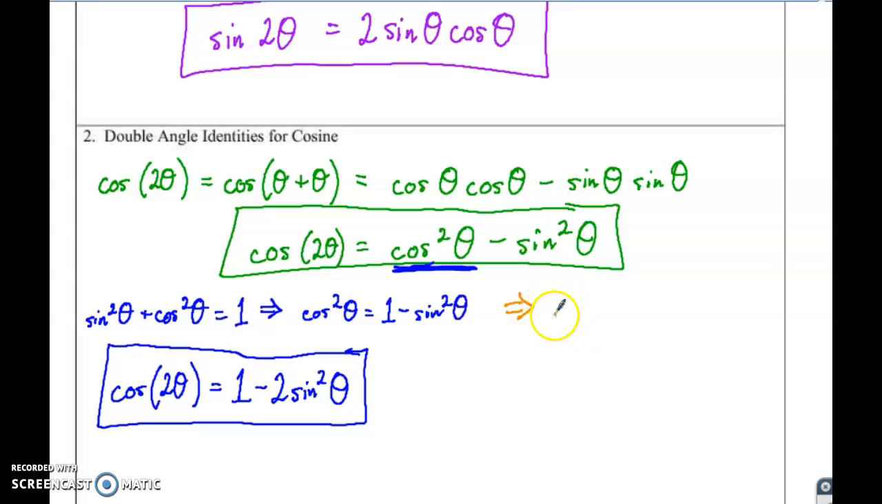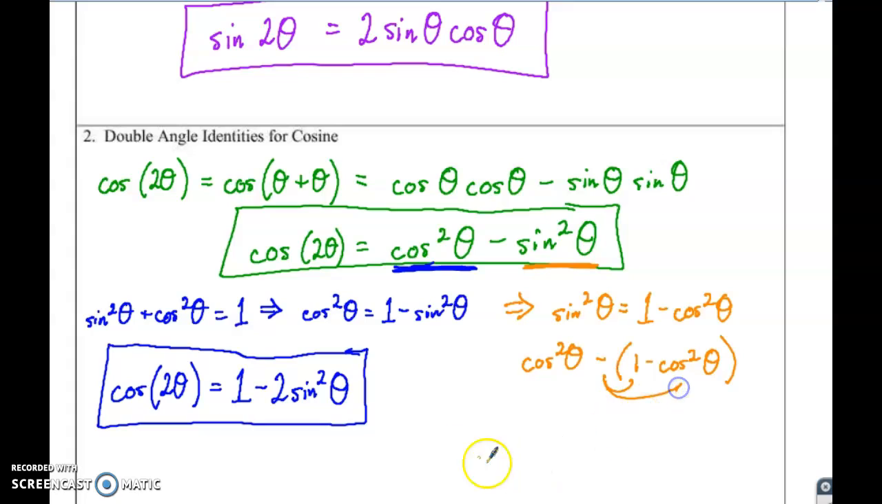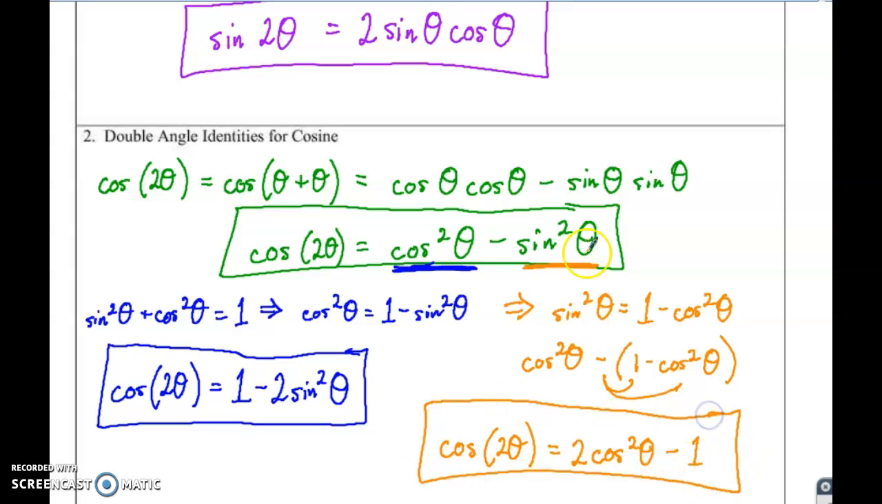Or you might see the problem written this way, where sine squared of theta is equal to 1 minus cosine squared of theta. And maybe I'll show this because you have to distribute. So replace the sine squared with 1 minus cosine squared. So we're looking at this cosine squared minus the quantity, because it's minus sine squared, so it's the quantity of 1 minus cosine squared. So when you distribute that minus in there, what you'll get is that cosine of 2 theta is actually equal to, they typically write it this way, the 2 cosine squared, because it's 1 plus 1. Hopefully that makes sense, and then minus 1. So there's definitely a reason that there's 3 different formulas for a double angle of cosine.